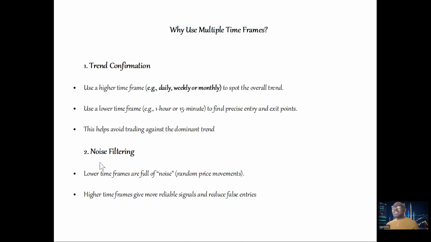Then the second one is noise filtering. All right. Lower time frames are full of noise. I've told you, random price movement. You just see up and down, sideways like that. Lower time frame, that is where you find all those noise and random price movement. On the higher time frame, there is clear direction, point A to point B, point C to point D.